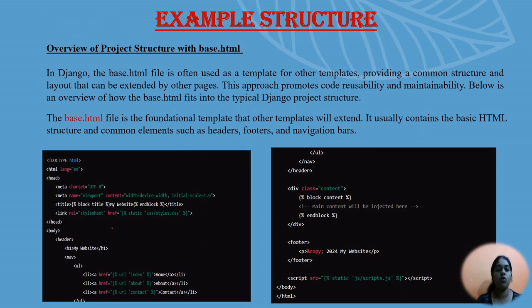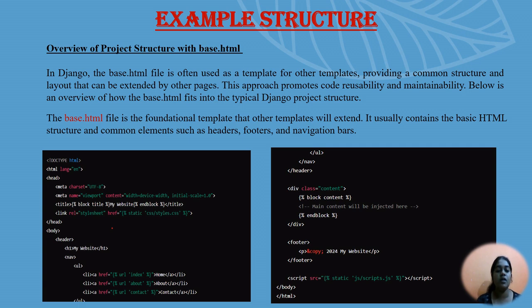Example structure for an overview of a project structure with the base template, base.html. In Django, the base.html file is often used as a template for other templates, providing a common structure and layout that can be extended by other pages. This approach promotes code reusability and maintainability. Below is an overview of how base.html fits in a typical Django project structure.